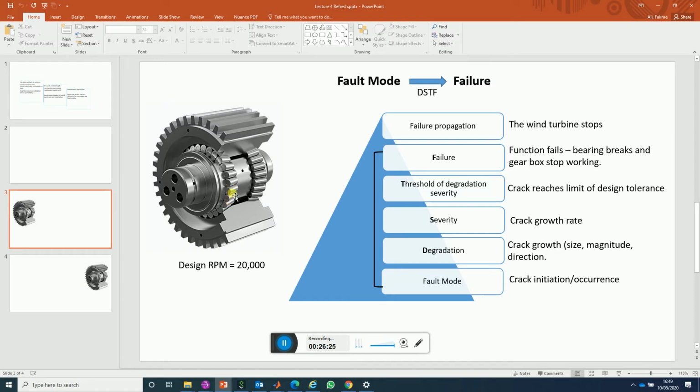A crack is a fault mode in a bearing, for example. Just like a blockage of a filter is a fault mode. The filter will always work, but it just won't work as efficiently. It will, of course, completely stop working once the blockage leads to a specific severity. Okay.